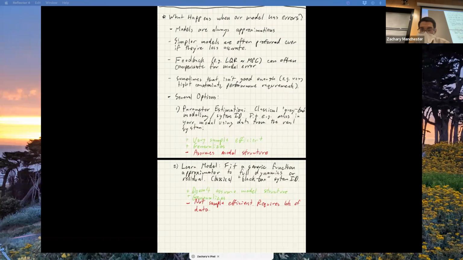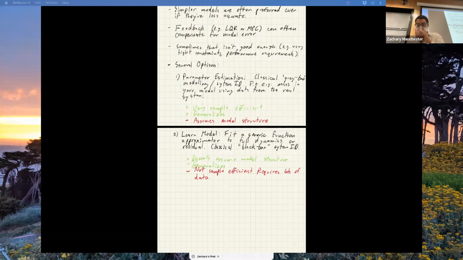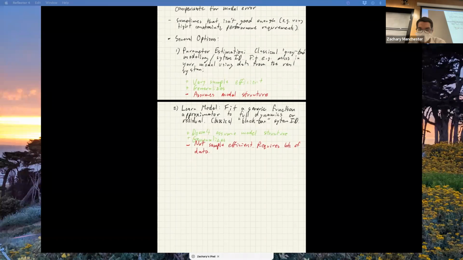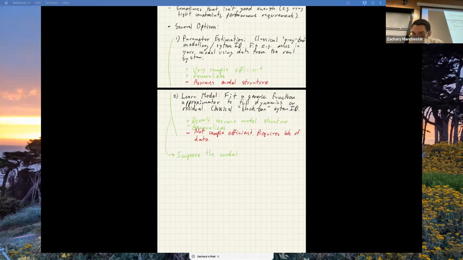Okay, so that's the first two options. Generally speaking, these two fall in the category of trying to improve your model. Those methods have the advantage of generalizing. There are a couple of other options that we'll talk about next. The other options are to forget about the model and just try to improve the control policy.